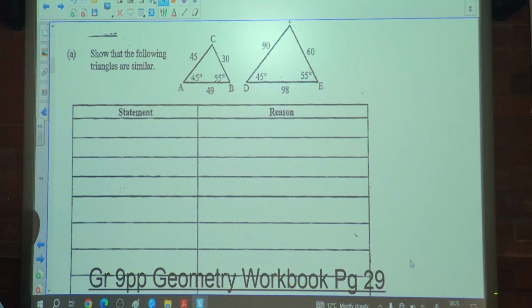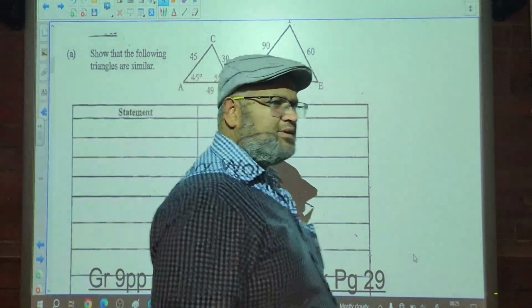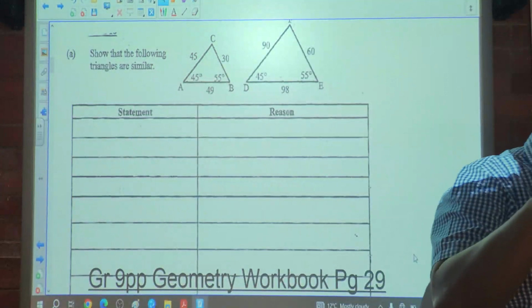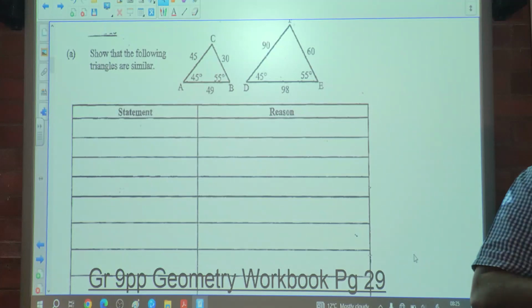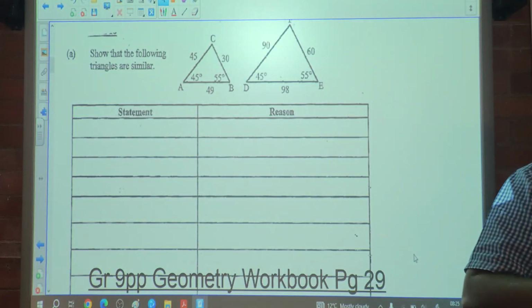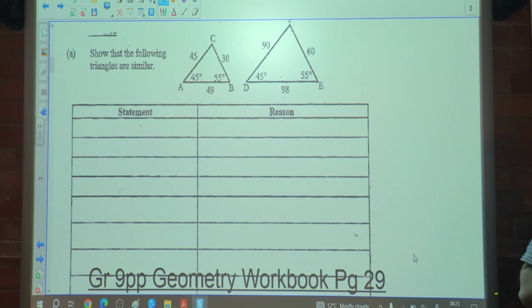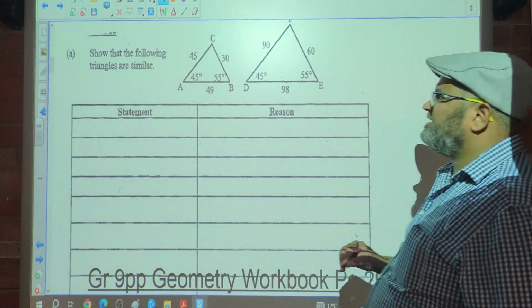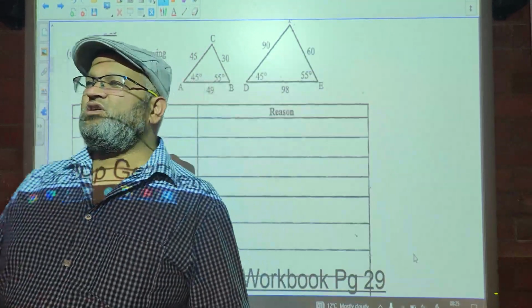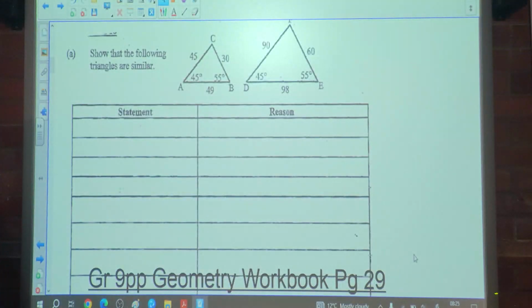So how do we prove triangles are similar at this point? We prove firstly that two angles are equal. Automatically the third angle will be too, so the three angles in the triangle. Okay, so to prove similarity, we prove that the angles are equal.